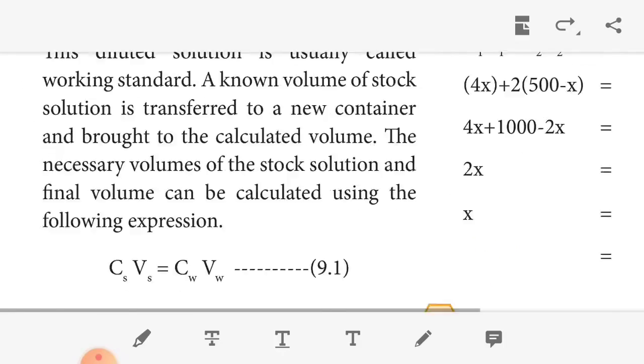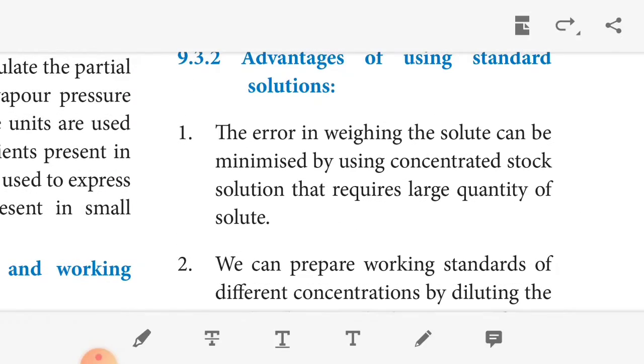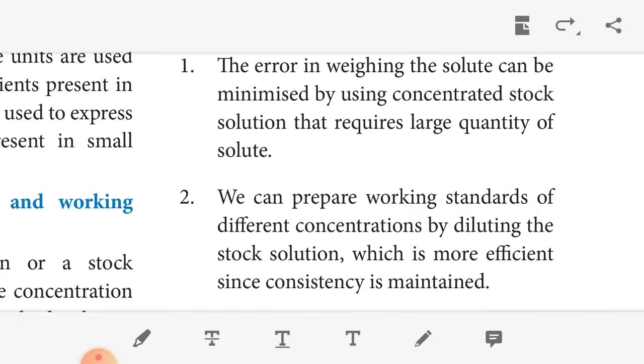Okay, the next: what are the advantages of using a standard solution? The first advantage: the error in the weighing of the solute can be minimized because we can prepare a dilute solution from a stock solution. So we can weigh accurately, and the weight will be correct in the standard solution. So we can avoid the error. The error in weighing the solute can be minimized using a concentrated stock solution, since there is a large quantity of solute. This is the first advantage.